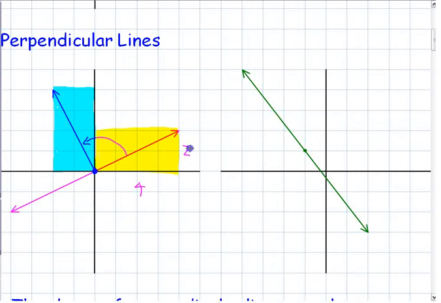How do the slopes compare? The slope of this is 2 over 4. I'm going to call this M1. M is for slope. M1 is the slope of line 1. This is going to be M2. M1 is 2 over 4, or 1 over 2, or 0.5. Any one of those things.